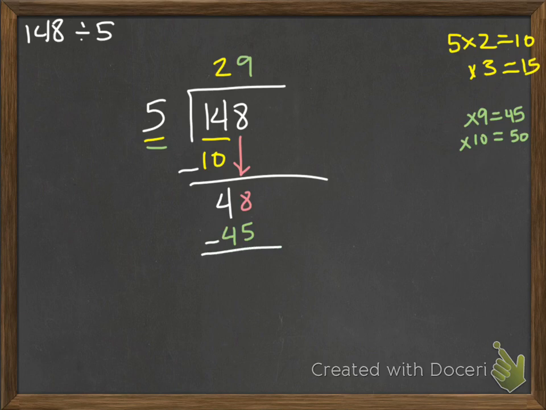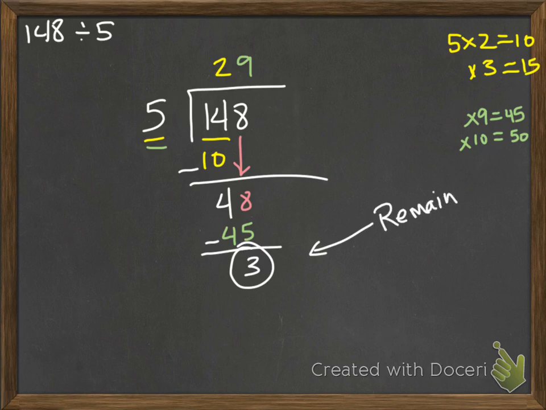Well, 48 minus 45 gives me 3. And 5 is greater than 3, but I'm out of numbers here. So, that's it. It's 29, but then I've got this 3 left over. Well, this leftover number is called my remainder.